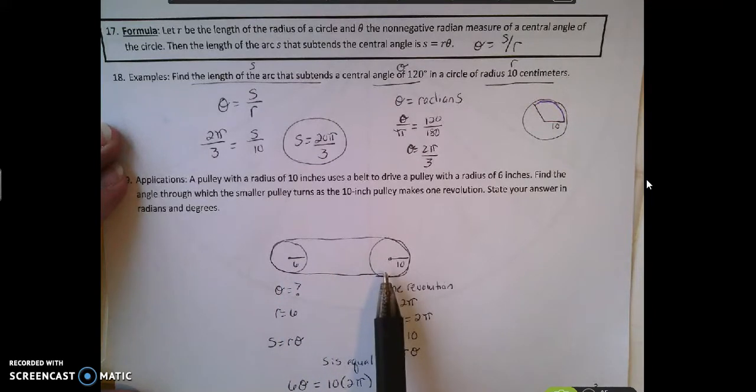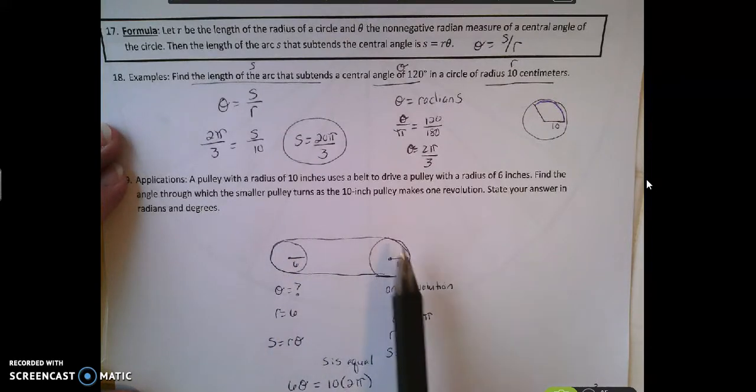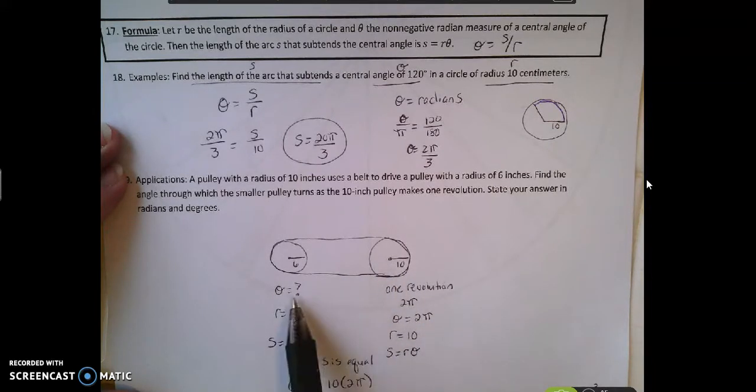So what I'm asking you is that if I make one revolution of this big wheel, one revolution would be 2 pi. If I make one revolution, how many times does the little wheel turn every time this big wheel makes one revolution? So one revolution would be 2 pi, and I'm looking for the theta value over here.